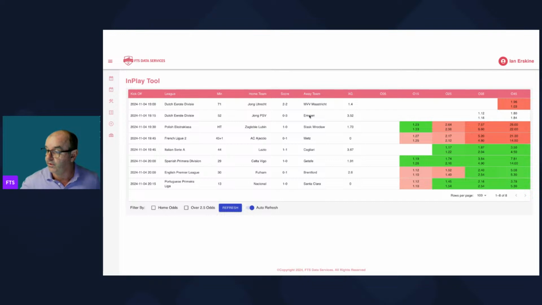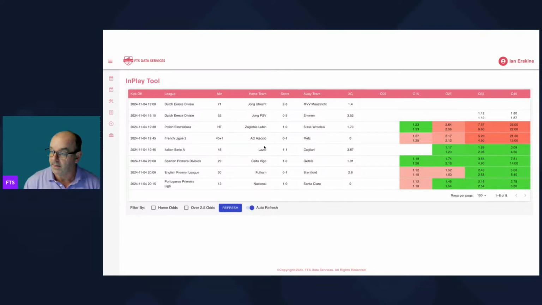For those who haven't seen this before, you can go back and watch the couple I've done, but this is part of our plans as we progress to moving FTS over the next couple of years to an online service, reducing the need for Excel, enabling you to access and run systems and do things online on a browser from anywhere. And the first part that we're close to completion of is the in-play tool.